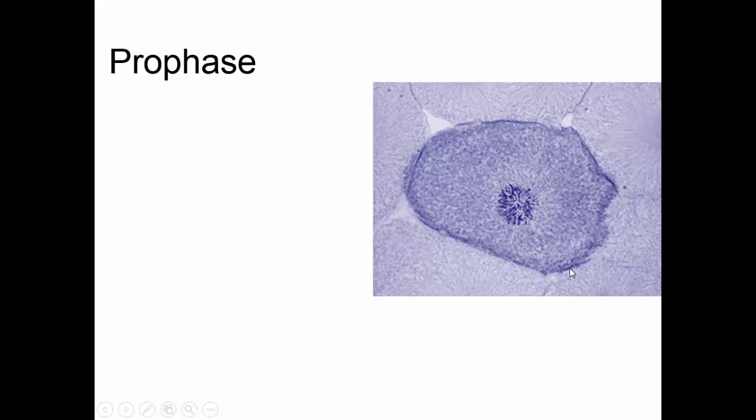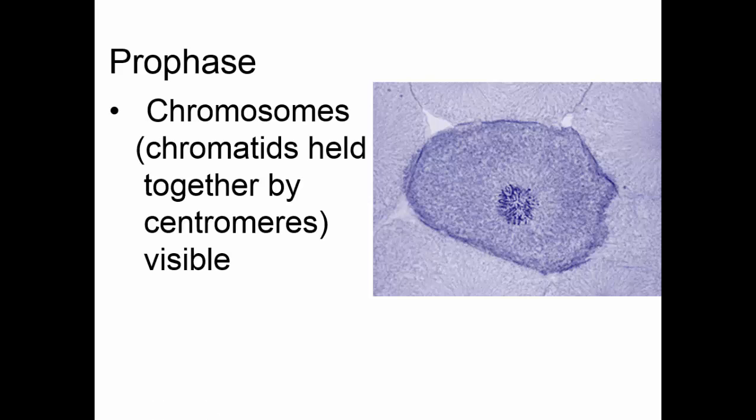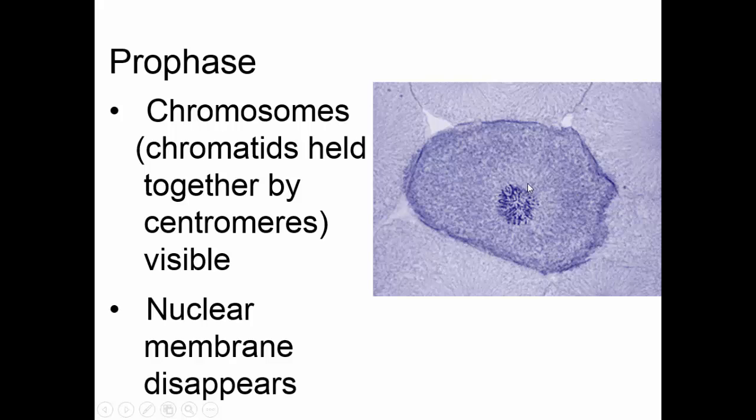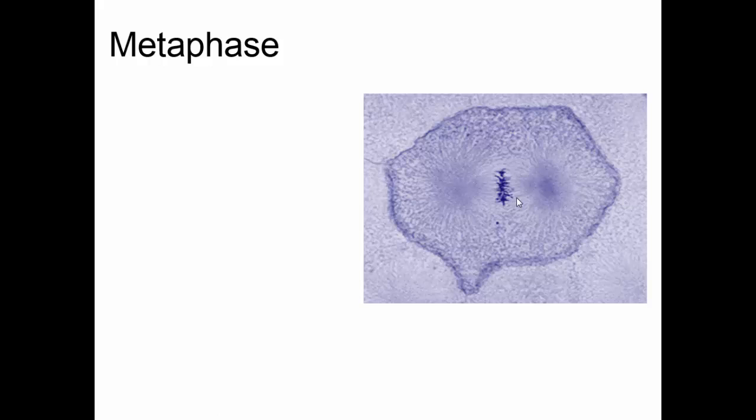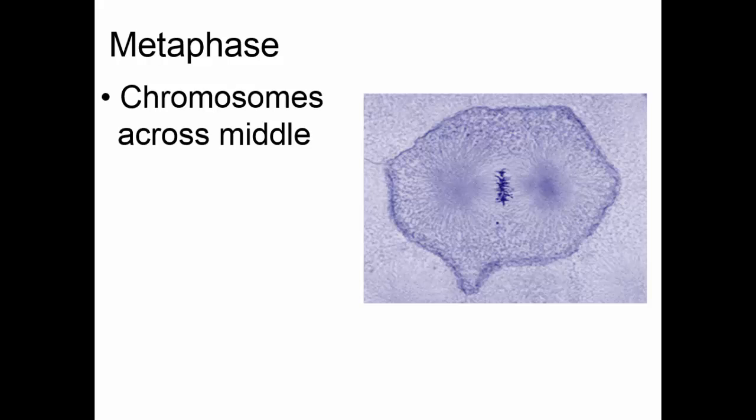The first stage of mitosis is prophase. During prophase, the chromosomes, and remember these are really chromatids that are held together by centromeres, become visible. Notice that the nuclear membrane is gone, and we sort of see these bar-like structures that are those chromatids or chromosomes. As we go into the next stage of mitosis, or metaphase, we have all of those chromatids that line up in the middle of the cell.